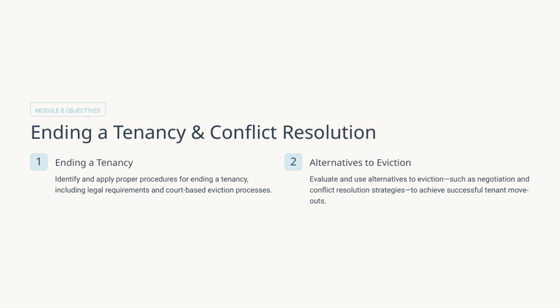We also need to understand the proper procedures for ending a tenancy. This includes knowing the legal requirements and the court-based eviction processes that must be followed. Being well-versed in these procedures helps ensure that we handle each situation legally and fairly, reducing the risk of complications down the line. Ultimately, combining these alternatives with proper procedural knowledge helps us manage tenancy issues more effectively, aligning with our broader goal of maintaining positive landlord-tenant relationships while ensuring compliance with the law.